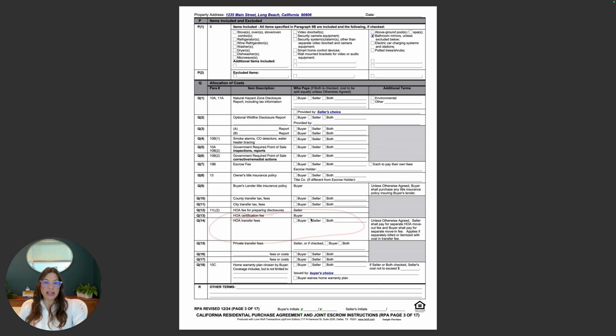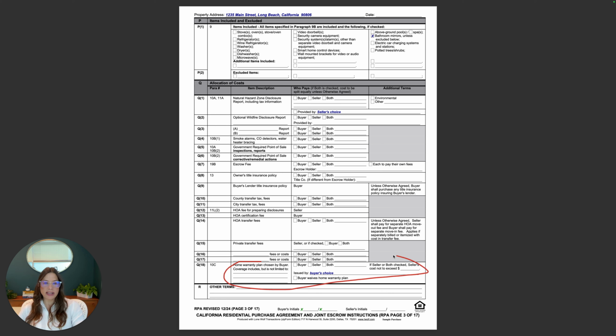HOA transfer fees, more fees. We typically ask the seller to pay for those transfer fees. Private transfer fees. In 23 years, I've never encountered a private transfer fee. So we usually either leave that unchecked or say seller to pay if applicable.